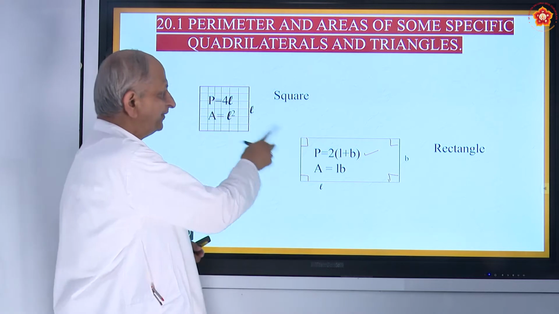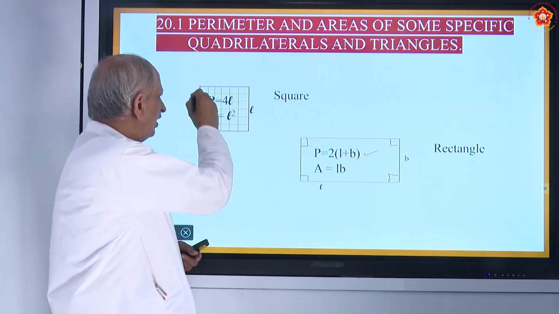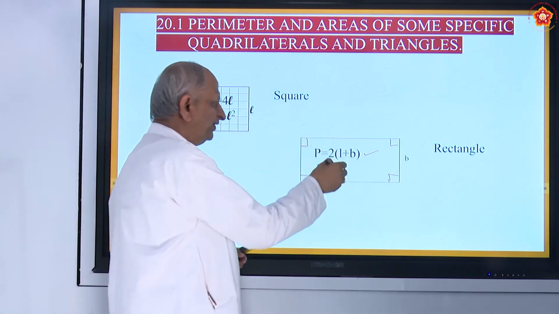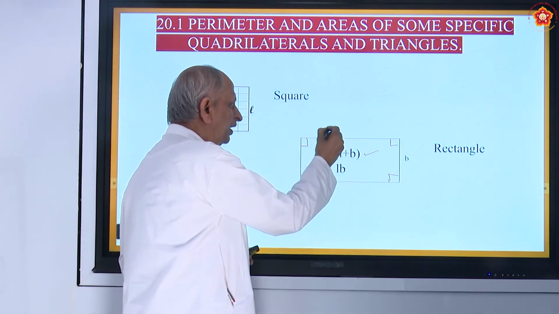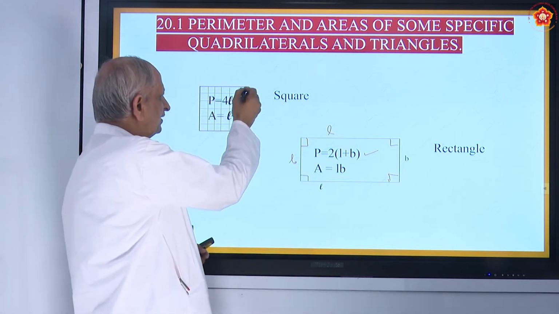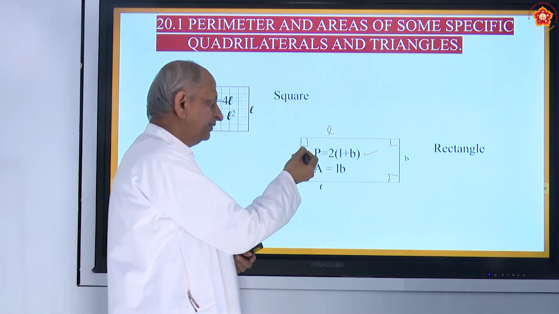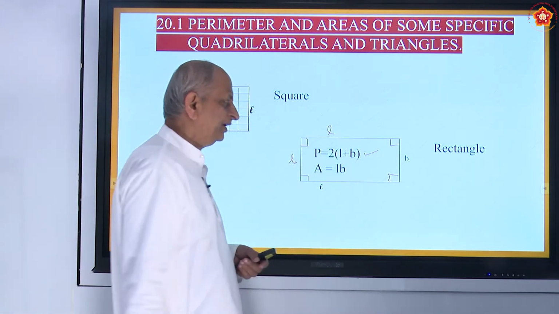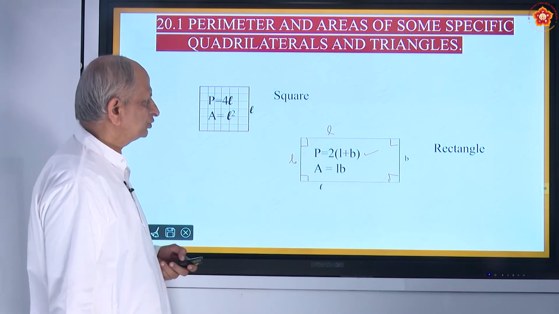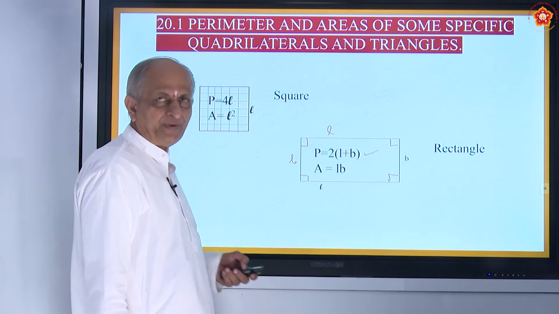So now you can see the difference between the square and rectangle. In a square all the sides are equal, here opposite sides are equal. And one more thing is squares' diagonals bisect at right angles. Here, of course they bisect each other but not at right angles. So this is another special type of quadrilateral which you find in daily life.